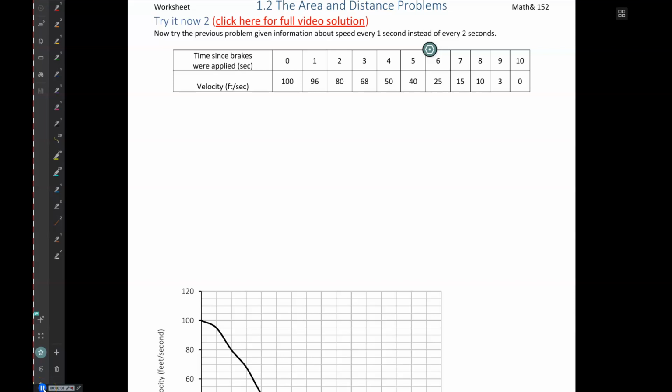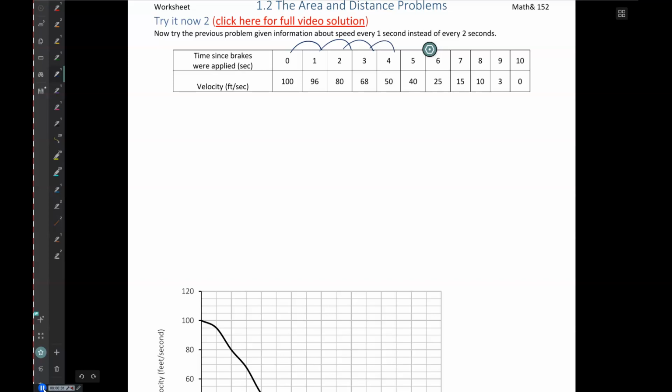Hi everyone. So this is basically a retake from the example video, but we're just given a little more information. So now we know the speed every 1 second instead of every 2 seconds, which in some ways actually makes the arithmetic a little bit easier. So now we're just going to make our very best estimate for distance traveled, which means we'll use every single 1 second time interval. So we're going to go 0 to 1, 1 to 2, 2 to 3, 3 to 4, and so on.